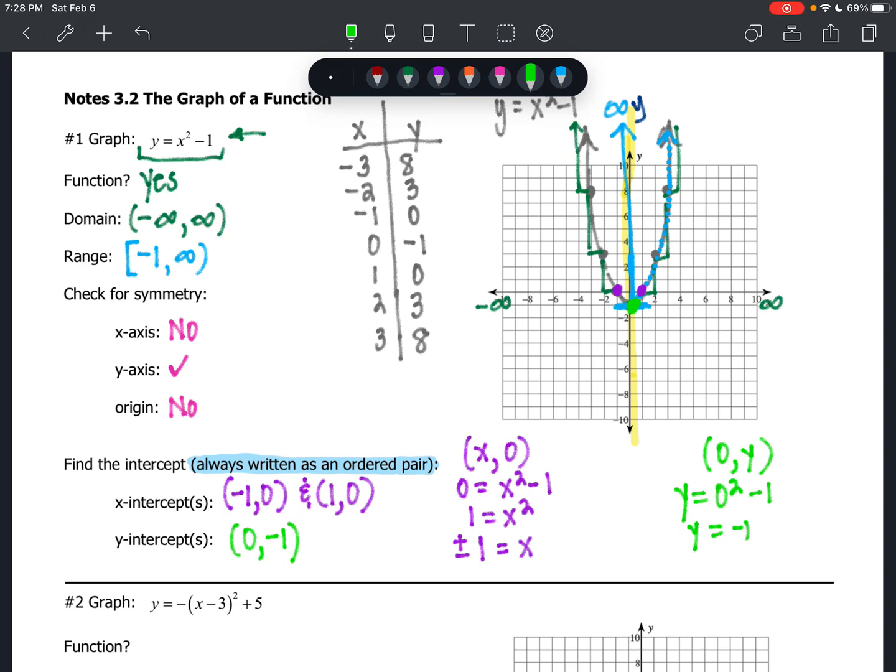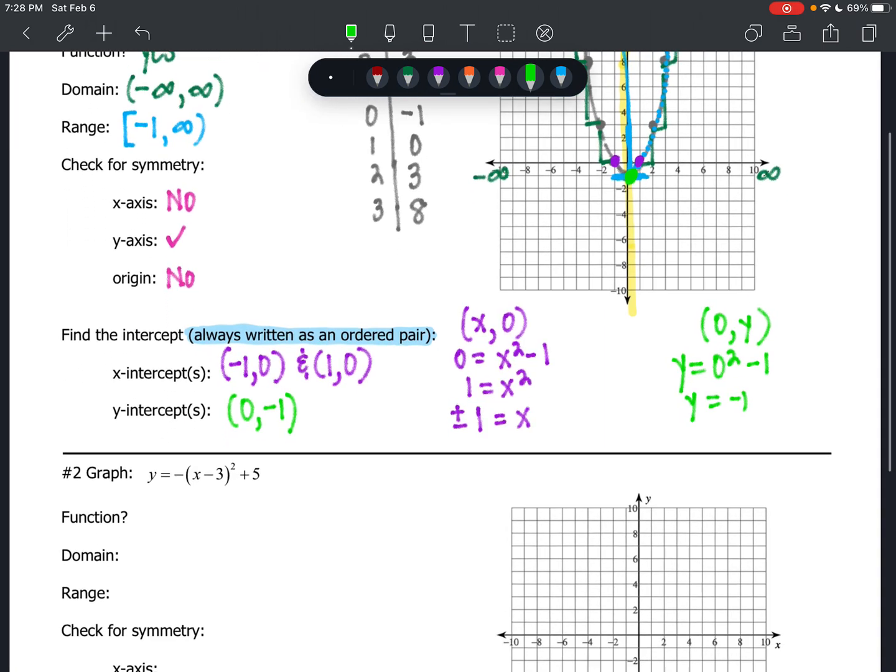We've done tables a long time ago, maybe in 8th or 9th grade algebra class. Our function, the domain and the range. We've talked about symmetry. Now we're putting it all together in one problem.